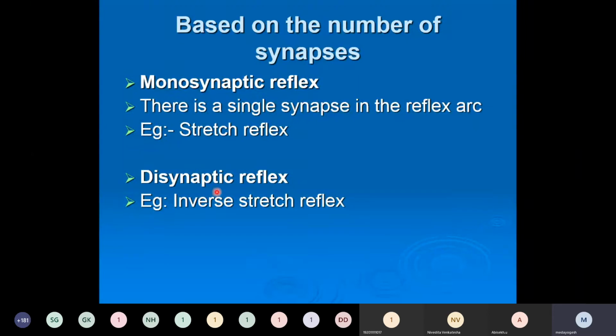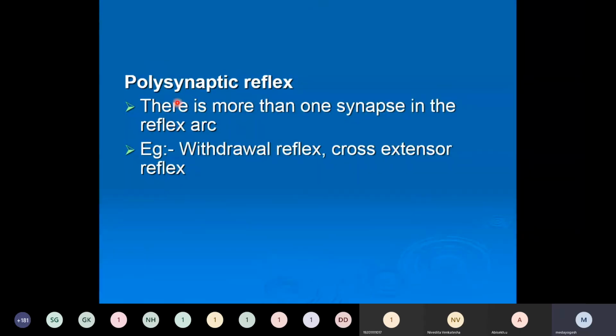Next is a disynaptic reflex. What does it mean? Two, so there are two synapses in the reflex pathway. An example for this is the inverse stretch reflex. If there are more synapses, it's called a polysynaptic reflex. Here there are more number of synapses. Examples for this are the withdrawal reflex and the crossed extensor reflex. This also I will tell you in detail in the next class.